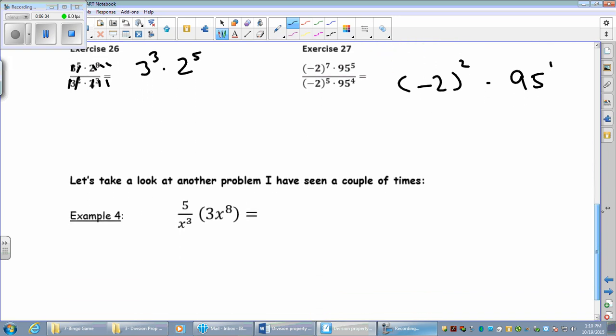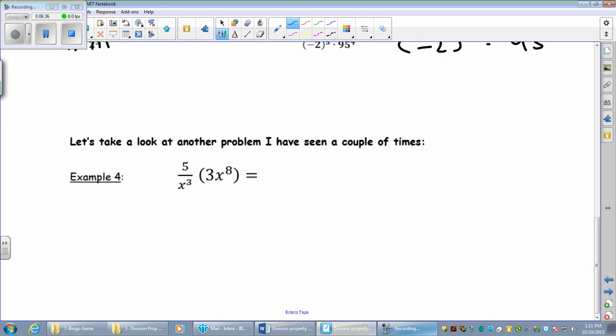All right, so I've seen a problem like this a couple times. I want to make sure that we know what's going on here. All you need to do is put this 3 over x to the 8th over 1. So now it says 5 times 3x to the 8th, which is just 15x to the 8th, over x to the third times 1, which is x to the third.